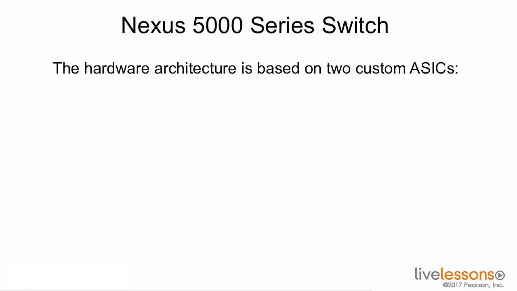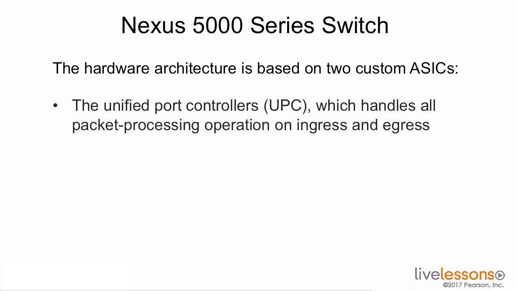To understand this better, let's take a look at a Nexus 5000 series switch. The hardware in this switch is based on two custom ASICs. It's based on a set of unified port controllers called UPCs that perform data plane processing and a unified crossbar fabric ASIC that cross-connects the UPCs together.